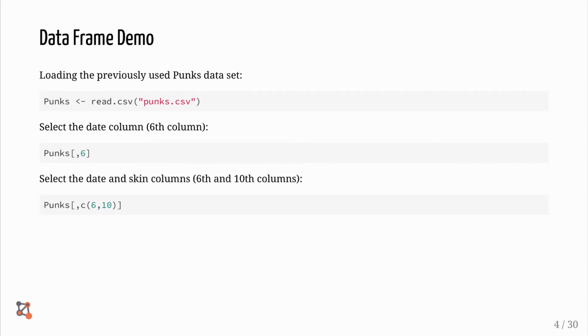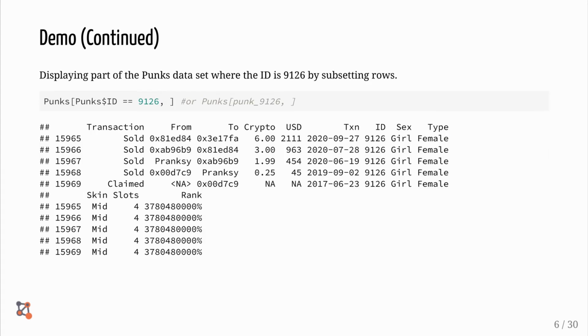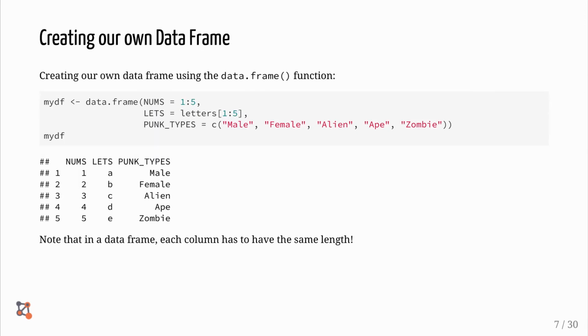Let's have a quick demo. First, let's load the punks dataset. Select the 6th column of the dataset. Now select the date and skin columns, the 6th and 10th columns. Let's select the ID column with the $ operator. We can now determine the row location in our data where the ID is 9126. We can also display part of the punks dataset where the ID is 9126 by subsetting rows.